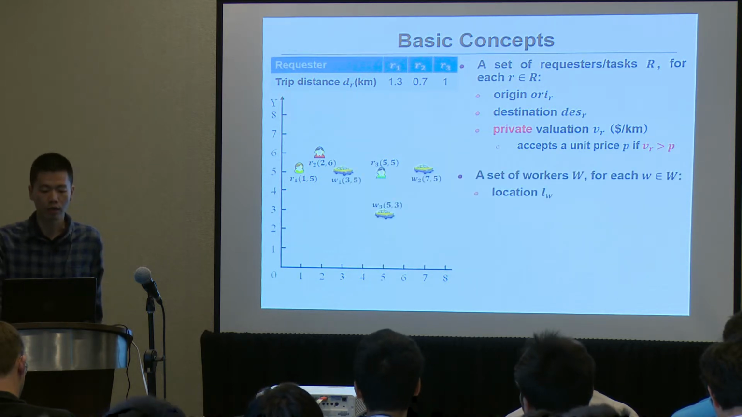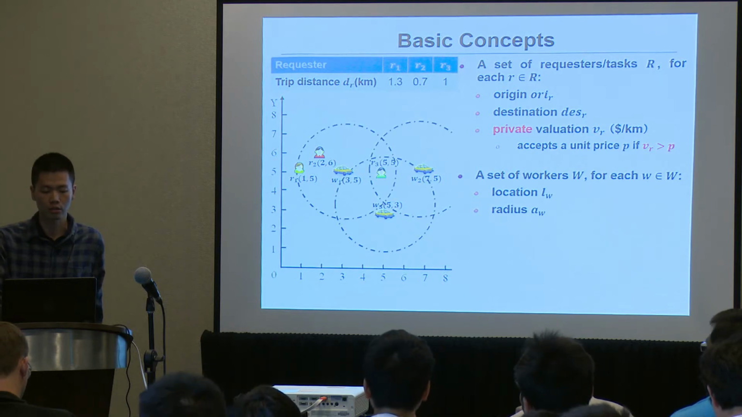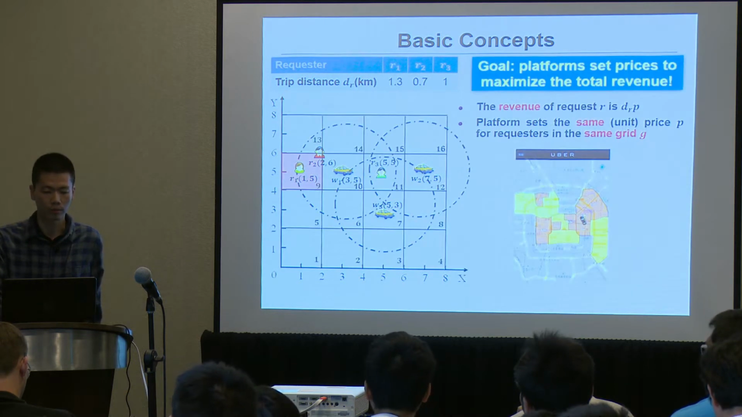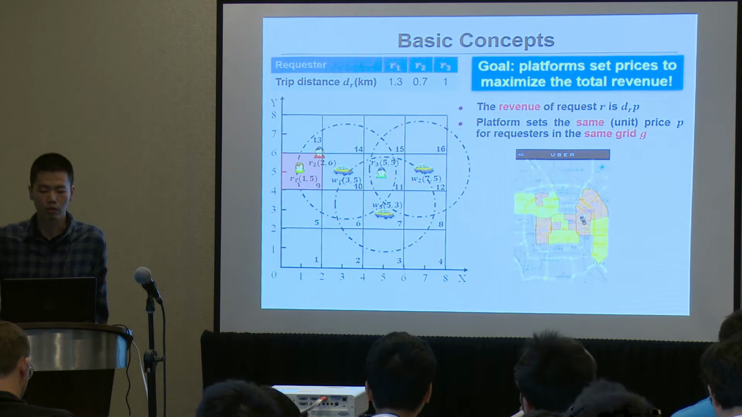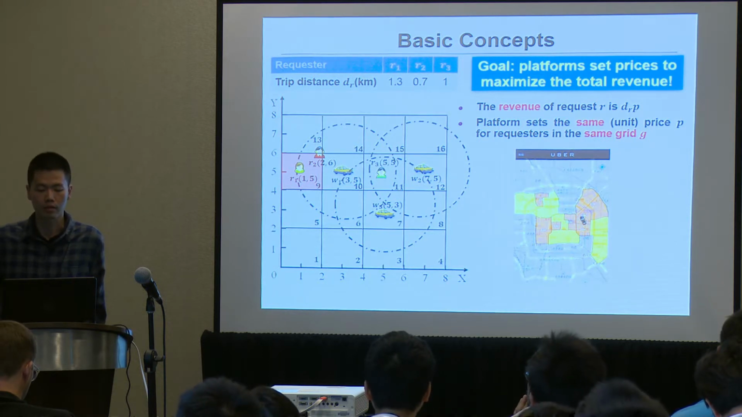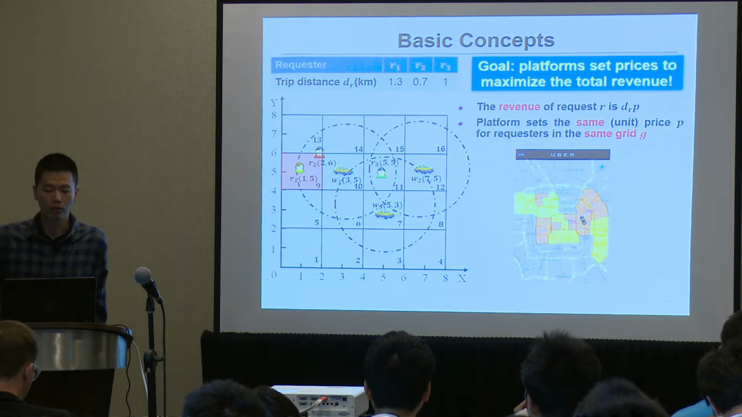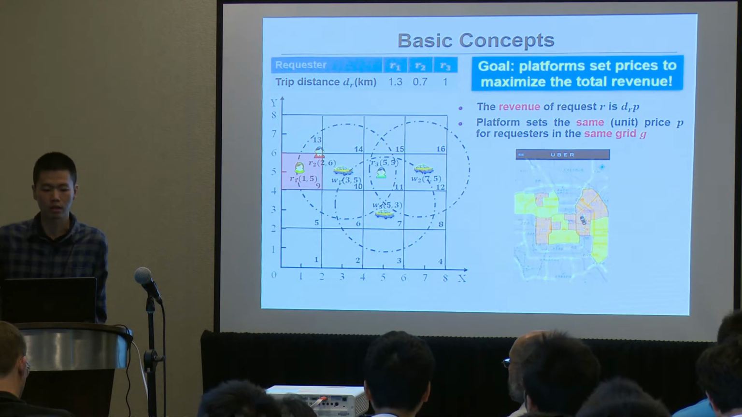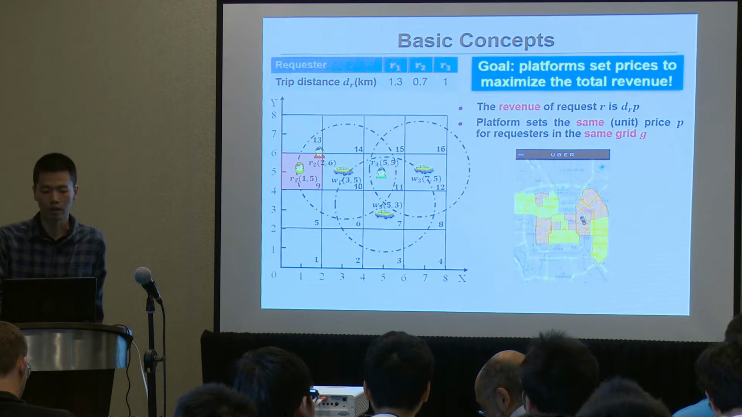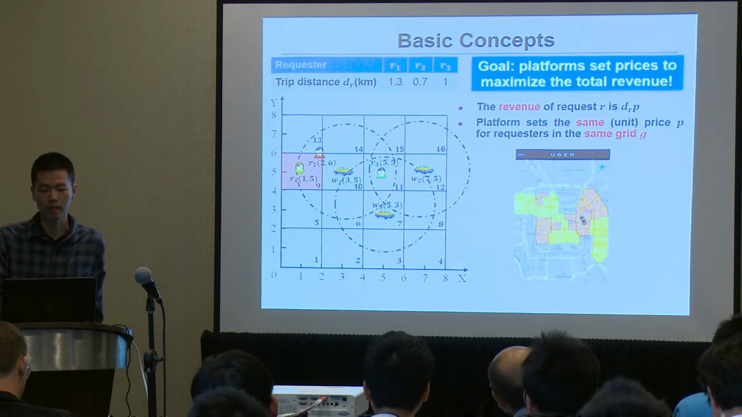For each worker W, it has a location and a radius. The radius determines the range of the worker. The platform's goal is to set prices to maximize the total revenue. One share of the revenue is simply the distance times the unit price. And we also assume the platform sets the same price for requesters in the same grid.